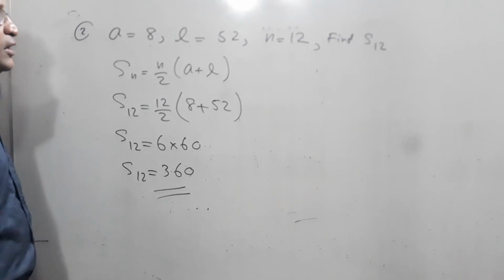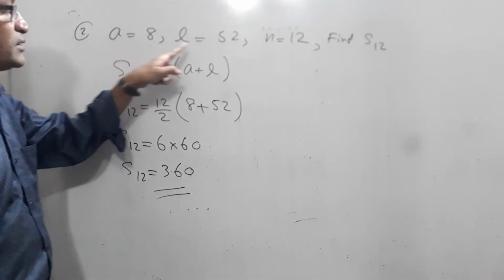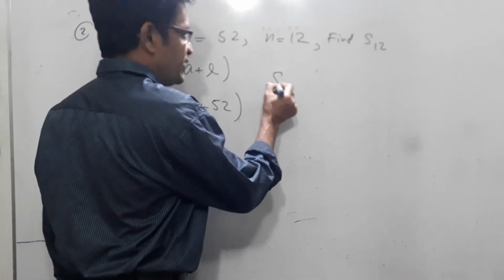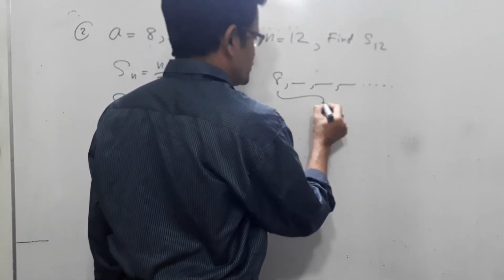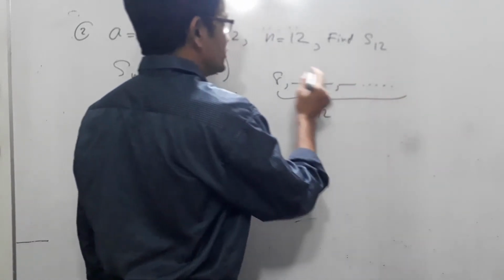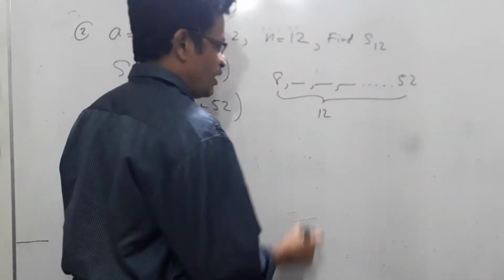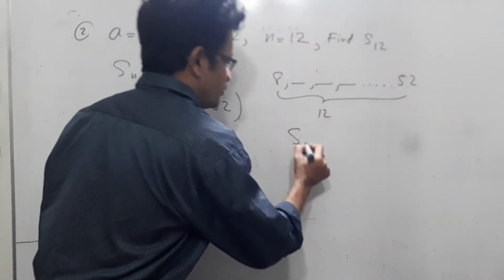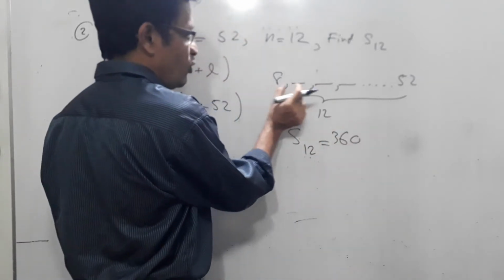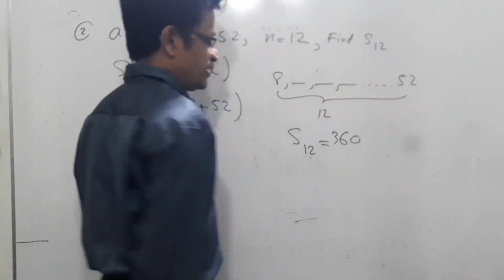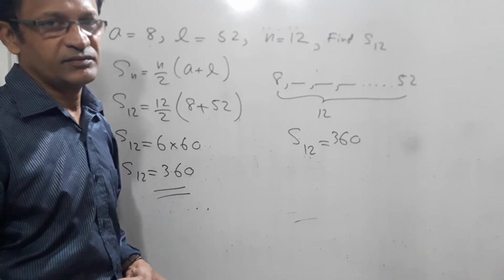That means if you add from the first term 8 to the last term 52, with another term, then another term, likewise, there are 12 terms. The last term is 52. If you add all these terms one by one, the answer is S12 equals 360. So if you add all these terms, the answer is 360.